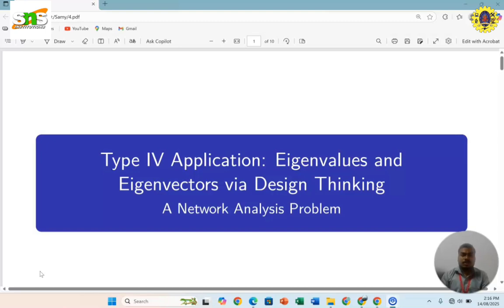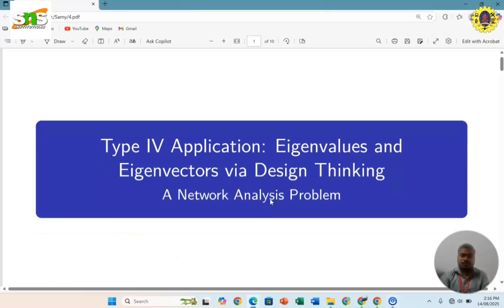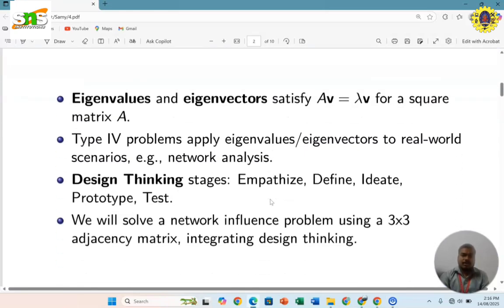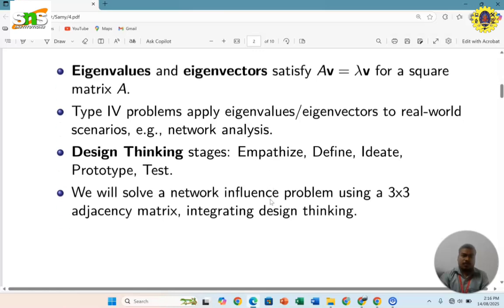We have to start our session with the type 4 application, that is eigenvalues and eigenvectors via design thinking, by a network analyzing problem. We introduce the type 4 problem and design thinking: eigenvalues and eigenvectors satisfying the equation A V equal to lambda V for a square matrix A. Type 4 problems apply eigenvalues and eigenvectors to a real world scenario, for example network analyzing.